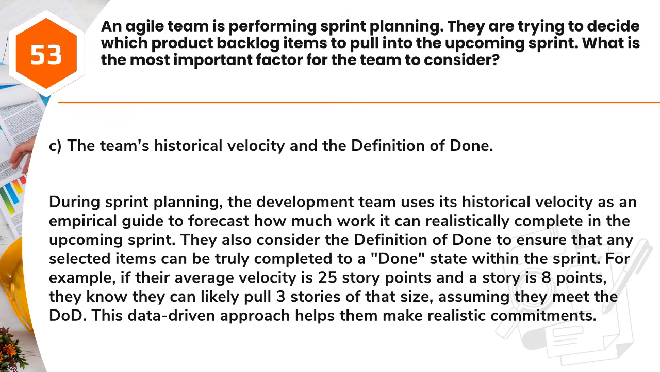state within the sprint. For example, if their average velocity is 25 story points and a story is 8 points, they know they can likely pull 3 stories of that size, assuming they meet the DoD. This data-driven approach helps them make realistic commitments.